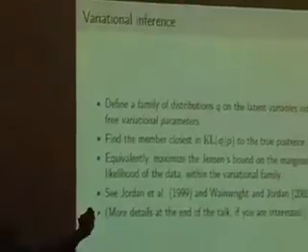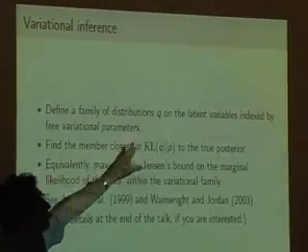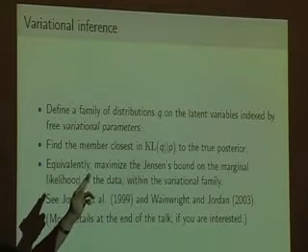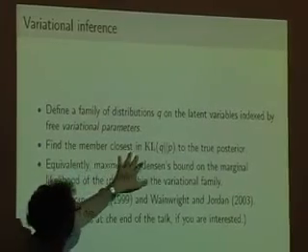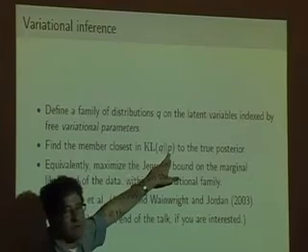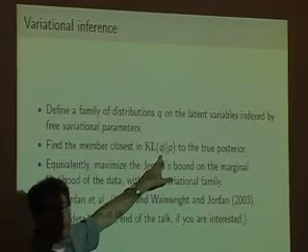And the idea is you define another family of distributions, Q, on the same space as the distribution you care about. Here it's the latent thematic structure. Then you find the member of that family of distributions that's closest in KL divergence to the true posterior. So here P is the true posterior that we care about, and Q is this family of distributions that we can search over to find the member that's closest to P.